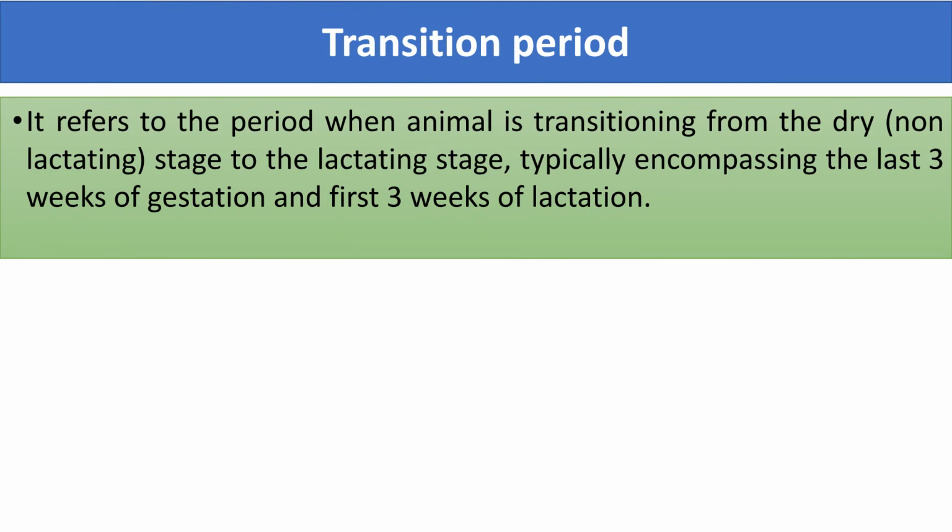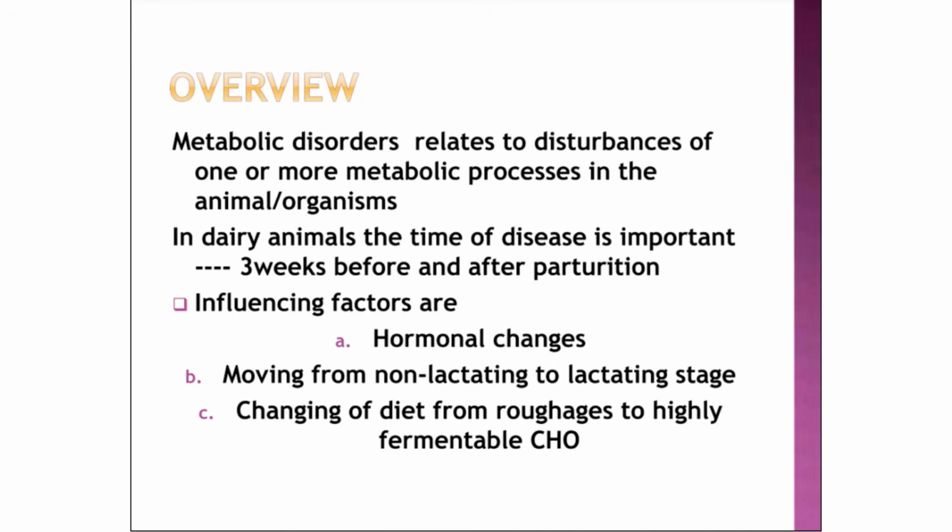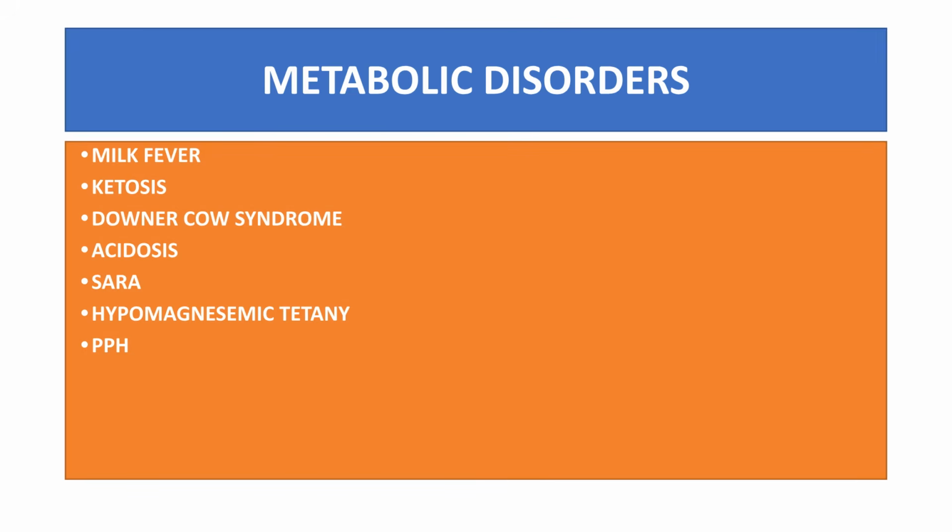The transition period for animals refers to the stage of moving from the dry, non-lactating phase to the lactating phase. This typically covers the last 3 weeks of gestation and the first 3 weeks of lactation. Metabolic disorders are disturbances of metabolic processes in animals. In dairy animals, the critical time is 3 weeks before and after parturition. Influencing factors include hormonal changes, the transition from non-lactating to lactating stages, and changes in diet. Common metabolic disorders include milk fever, ketosis, Downer cow syndrome, acidosis, SARA, hypomagnesic tetany, and PPH.